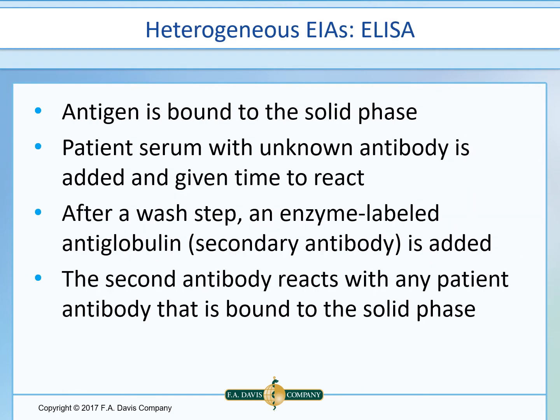The steps involved in ELISA typically include an antigen bound to a solid phase, patient serum with unknown antibody, which is added and given time to react, a wash step in which an enzyme labeled antiglobulin or secondary antibody is added, and then a second antibody that reacts with any patient antibody that is bound to the solid phase. A variety of solid phase supports are used with the ELISA method, including microtiter plates, nitrocellulose membranes, and magnetic latex or plastic beads.